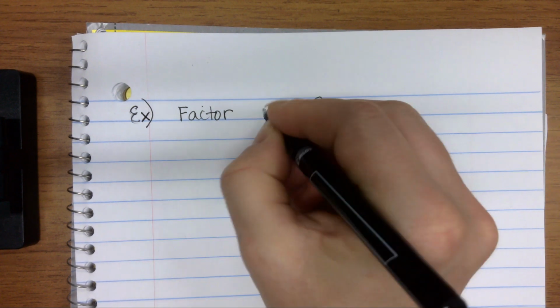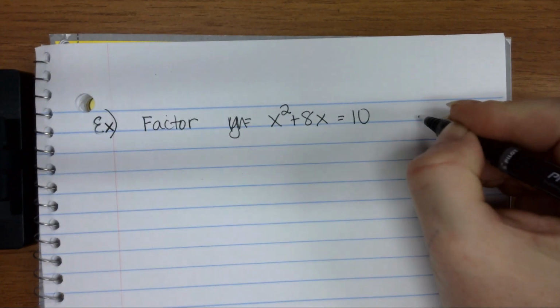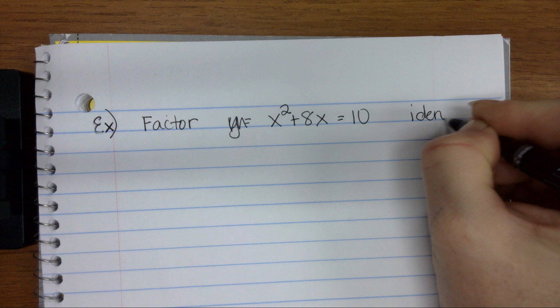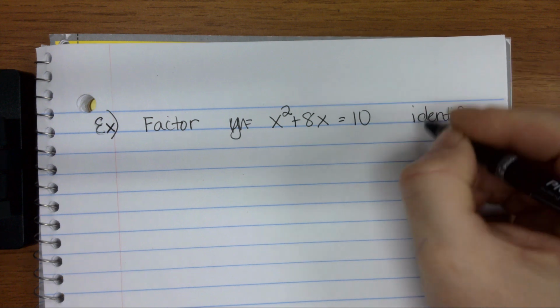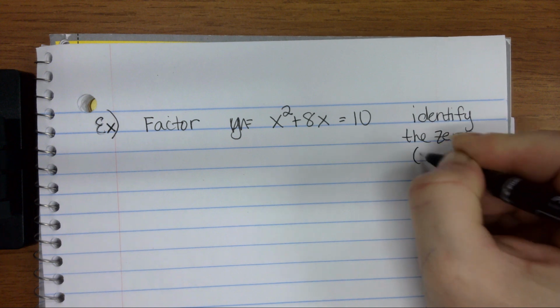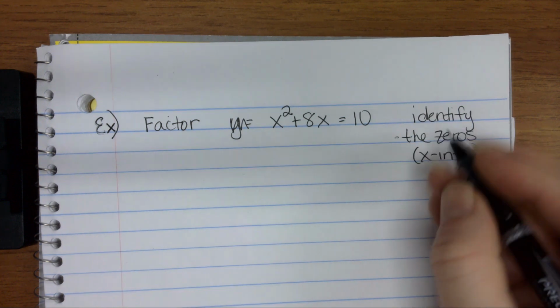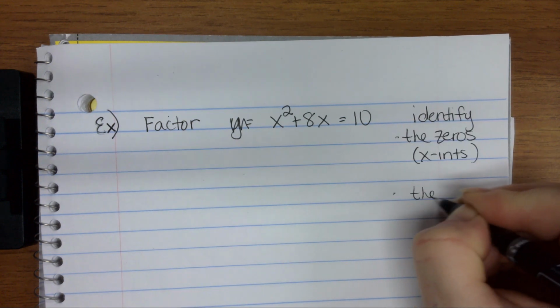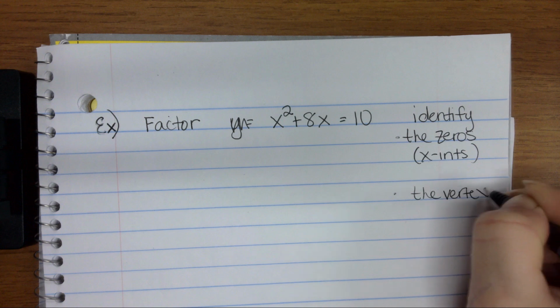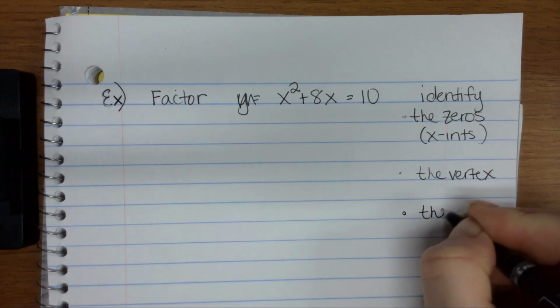Oh, I should do this first. Factor, not a y equals, just x squared plus 8x equals 10. The zeros are the same thing as the x-intercepts. The vertex and the y-intercept.